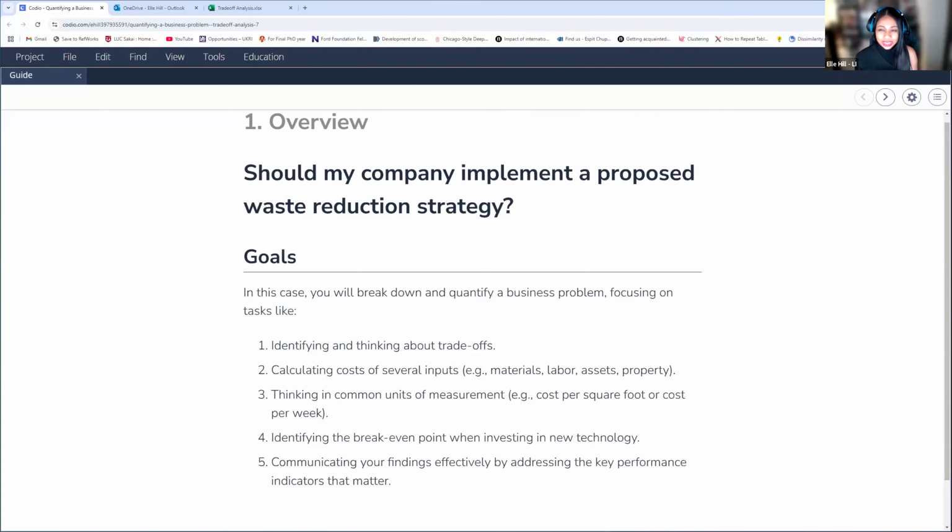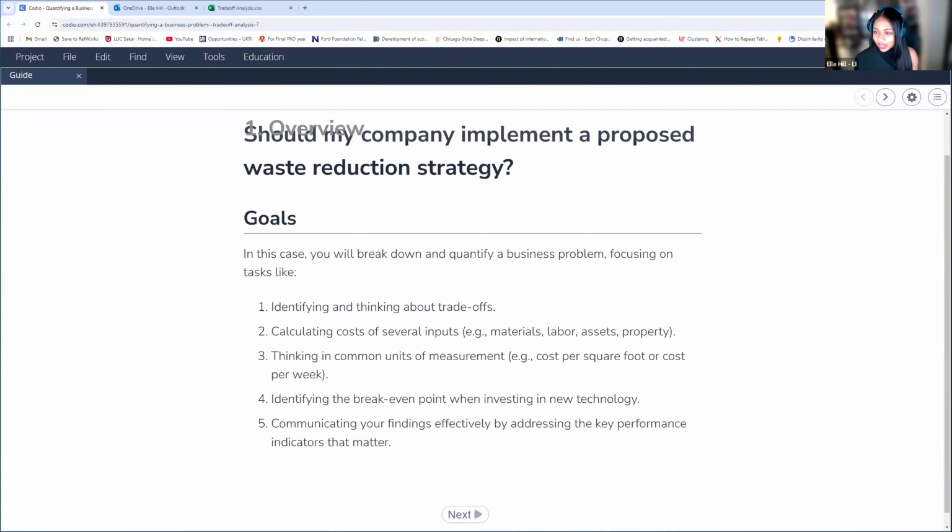So today we're using Excel a little bit, but mostly we're focusing on trade-off analysis. Forewarning, we're going to have to do a little bit of math, a little bit of critical analysis, but I think it's a great insight into how you should and can use Excel in your day-to-day business operations.